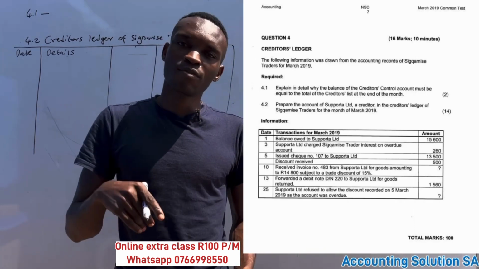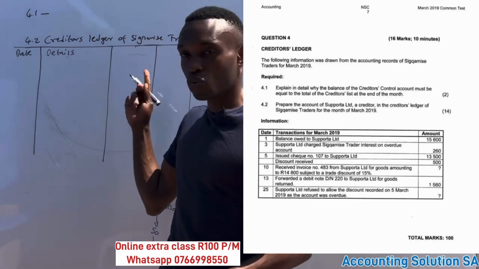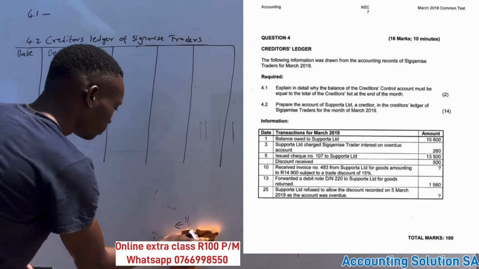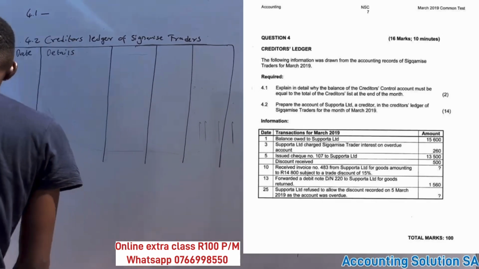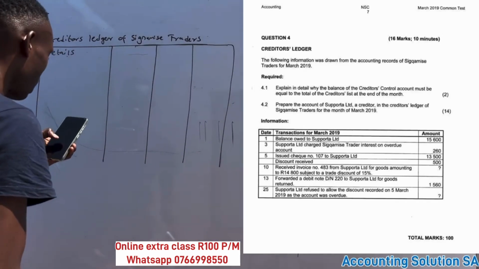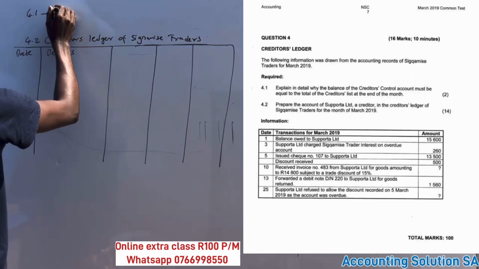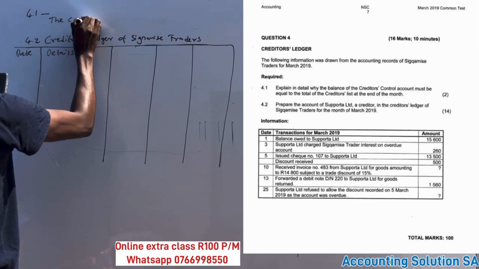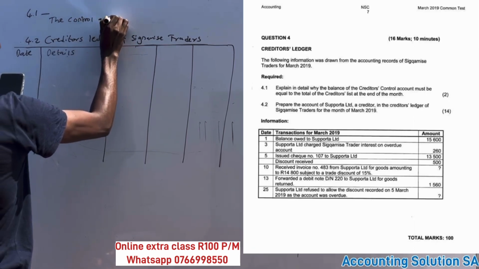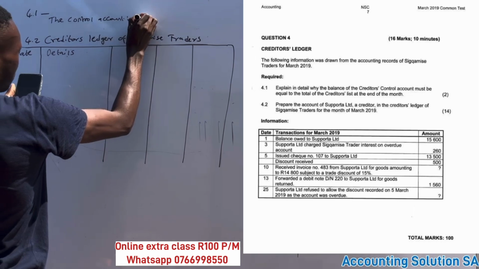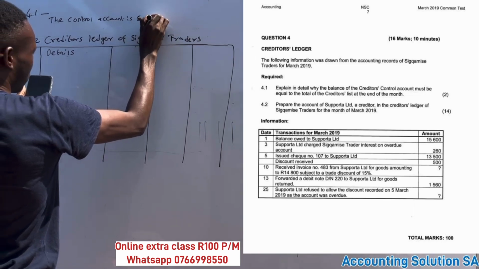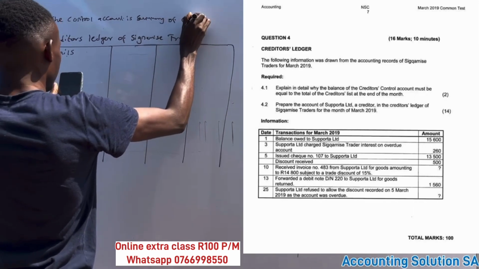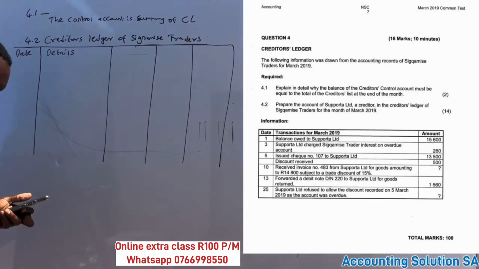If that doesn't reflect, there is something wrong. We need to do the accounting procedure, just like that. So that's the reason why this must be the same. The other reason that I can write down here is because the control account is a summary of the creditors ledger account, just like that.